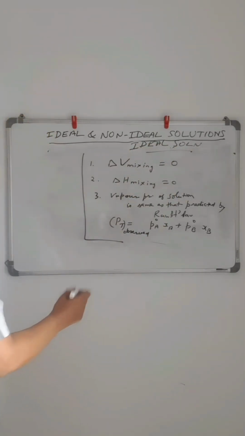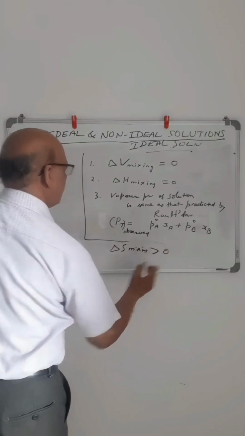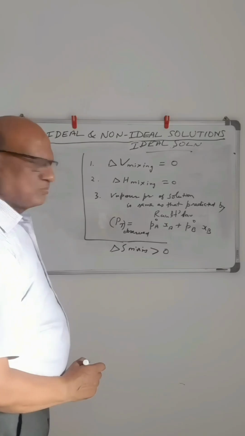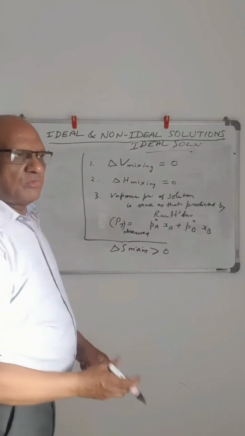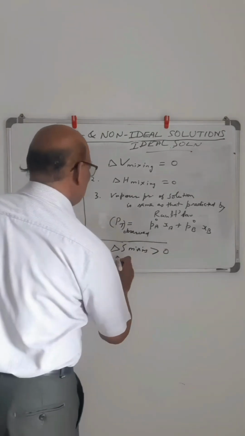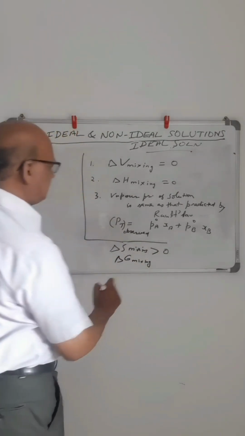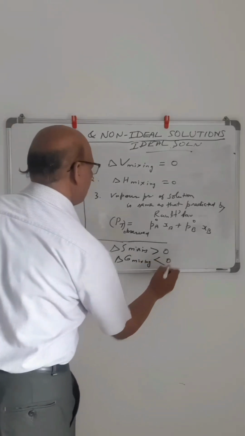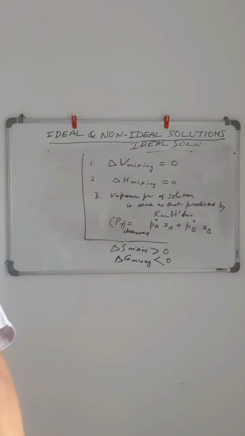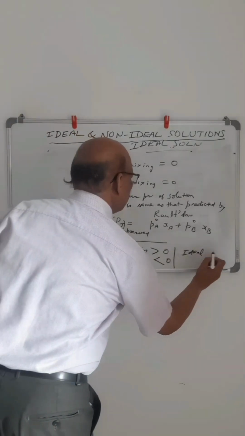Now there are another two conditions. That is delta S mixing will always be greater than 0, whether it is an ideal solution or a non-ideal solution. That is, the entropy change on mixing will always be positive, because when we mix the two liquids, the number of molecules will increase, so the randomness will increase, so the entropy change will be positive. And similarly your delta G mixing, that is the Gibbs free energy change on mixing, will be less than 0 because this process is spontaneous. So these two conditions hold for both ideal as well as non-ideal solutions.